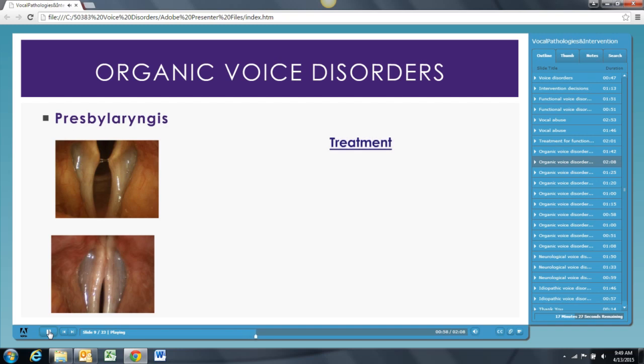There are a number of treatment options that exist for presbylaryngis. The goal in all is to correct the glottal insufficiency. Injection laryngoplasty can accomplish this with immediate improvement in voice quality and vocal function. However, to date, all injection materials that are used for injection laryngoplasty are temporary, with the effects lasting from a few months up to a year.